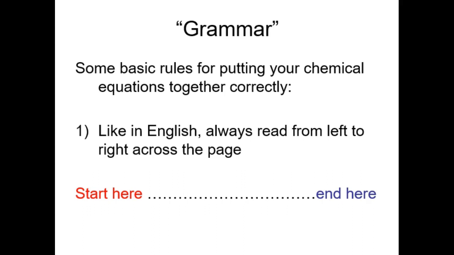Okay, so we're going to write down the rules on how to write chemical equations. Basically, what we're going to do in this section is take words and create symbols and formulas, and make a sentence that's a little smaller, like an emoji. Okay, so some basic rules for putting your chemical equations together correctly.